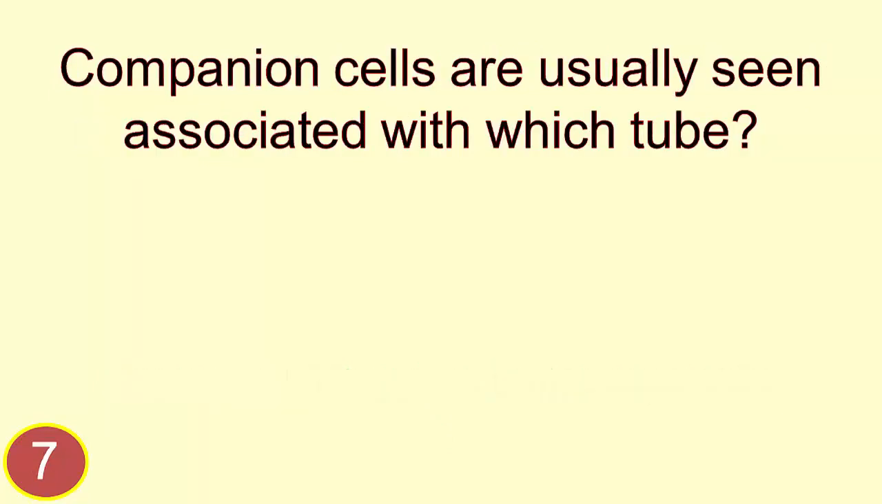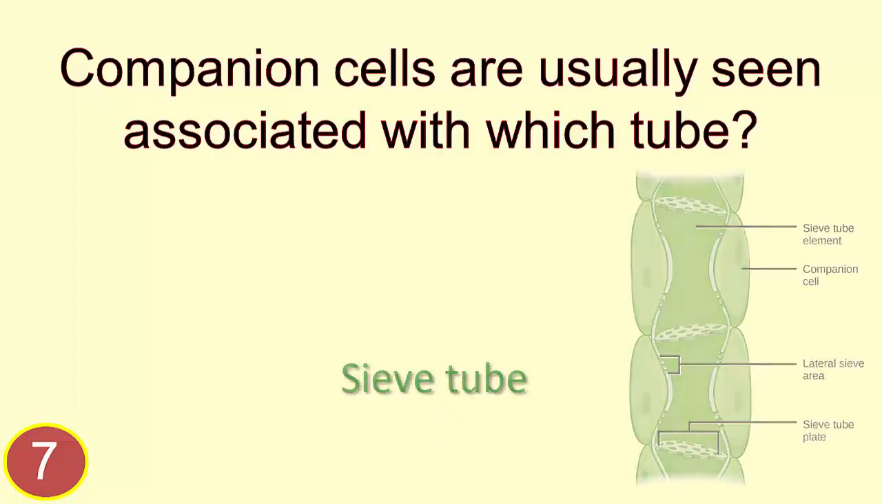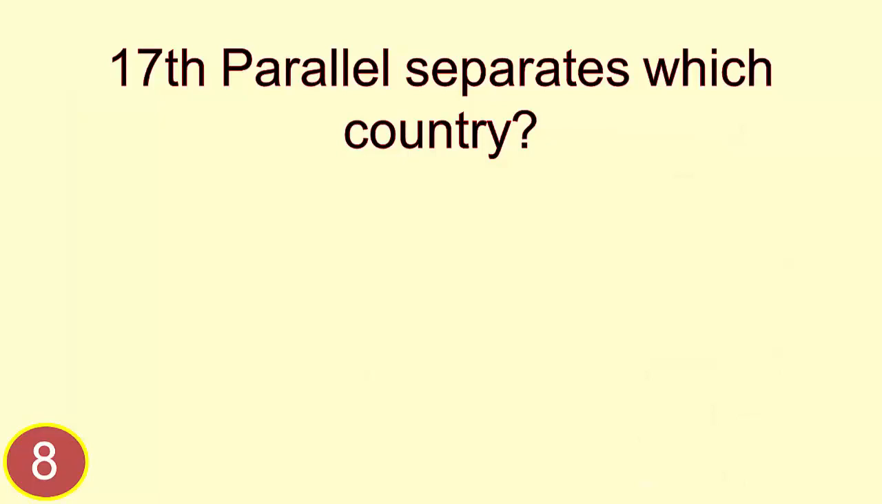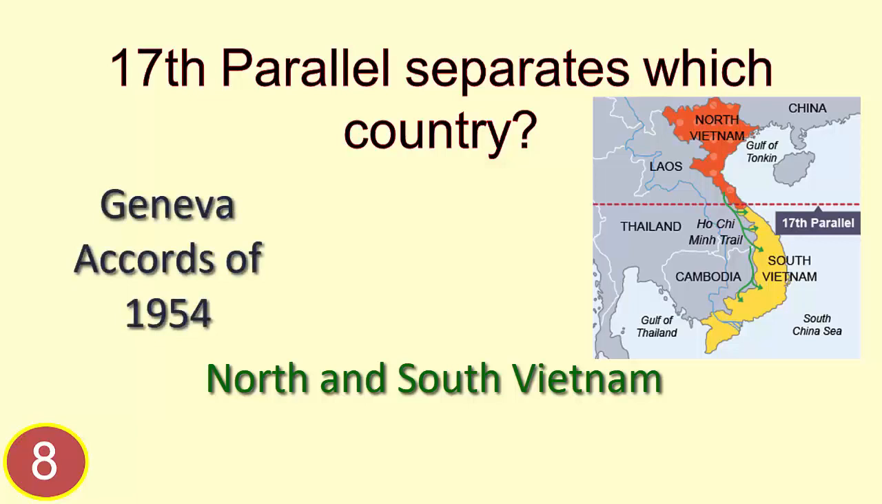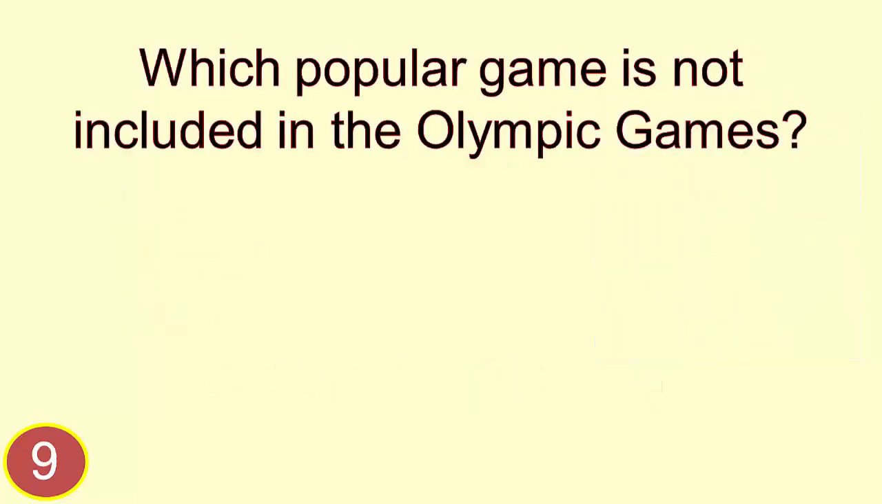Companion cells are usually seen associated with which tube? Answer is sieve tube. 17th parallel separates which country? Answer is North and South Vietnam. The 17th parallel was the provisional military demarcation line between North and South Vietnam established by the Geneva Accords of 1954. Which popular game is not included in the Olympic Games?